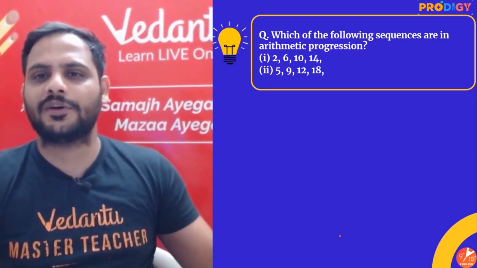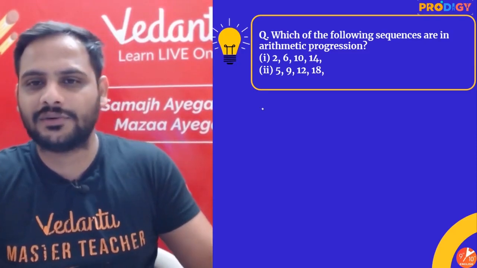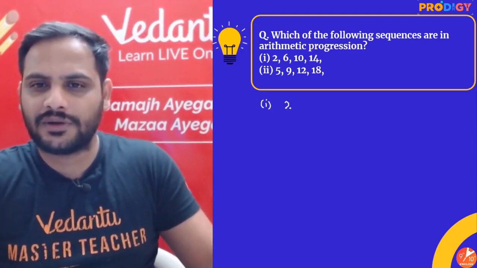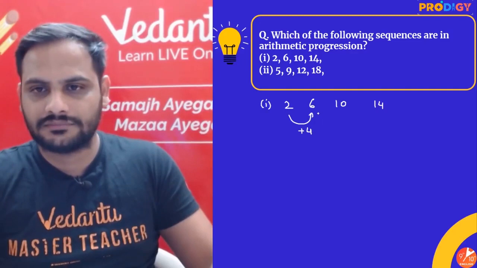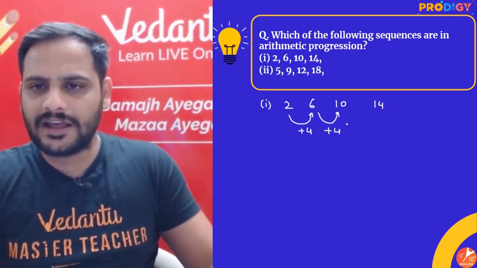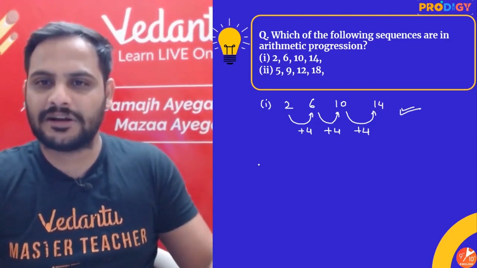Okay? Now look at this question. It says, which of the following sequences are in arithmetic progression? So let's look at the first one. If I look at 2, 6, 10 and 14, from 2 I need to add 4. Again I am adding 4. Again I am adding 4. So I can say yes sir, this is an arithmetic progression.